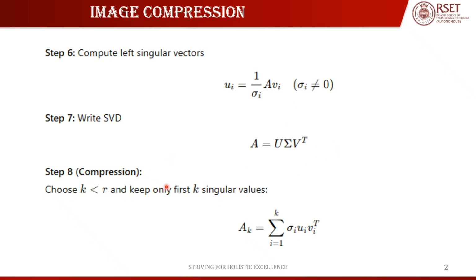And to do the compression, suppose the rank of A is equal to R, and choose k less than R and keep only the first k singular values. If we need to do the rank 1 compression, we'll find A1. A1 is sigma 1 u1 v1 transpose. And if we need rank 2 compression, A2 is equal to sigma 1 u1 v1 transpose plus sigma 2 u2 v2 transpose. That's the formula to get the rank k compression.